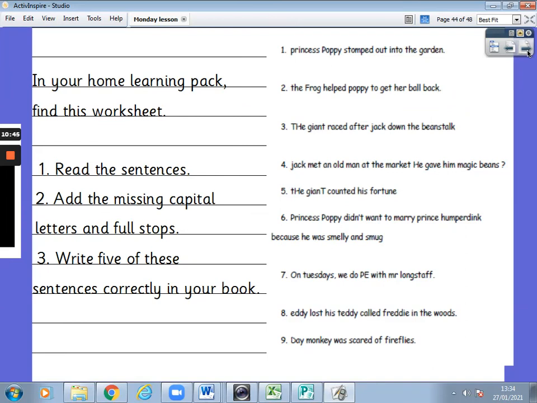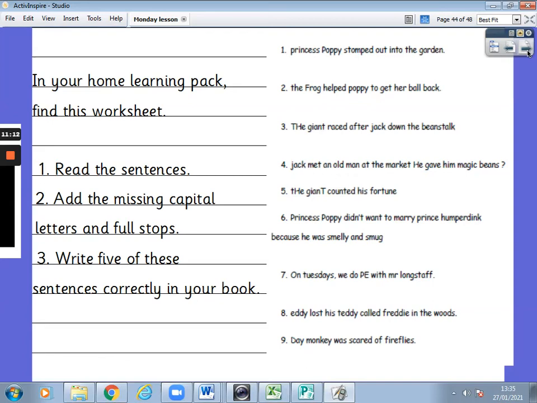In your home learning pack, you need to find this worksheet that is on your screen. You need to read the sentences, add the missing capital letters and full stop, and I would like you to write 5 of these sentences correctly in your book. You can pause the video and go back to parts that you think you need more practice. I'm going to read the 9 sentences once for you, then you can pause the video.